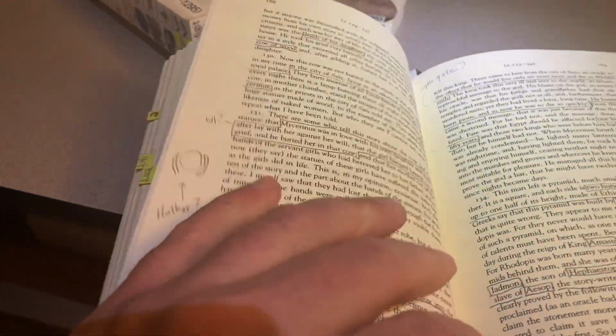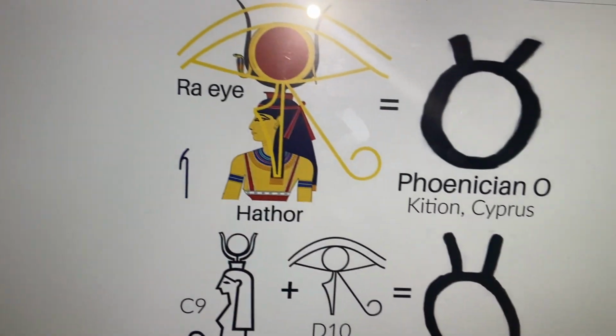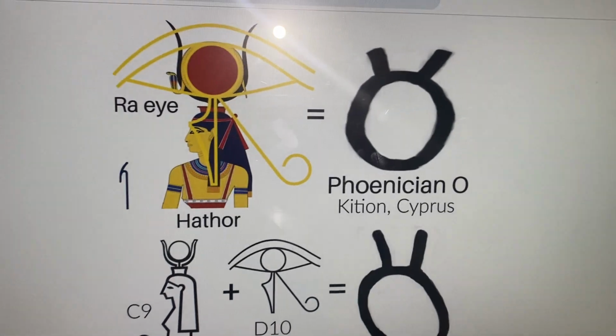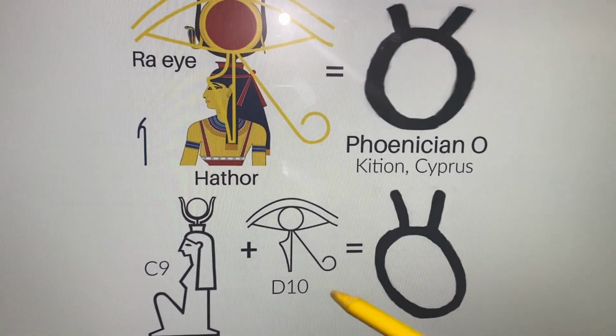So I was reading this last week or so. All these pieces fell together and I was able to decode the Phoenician O. That it's a combination of Hathor plus the Eye of Ra.